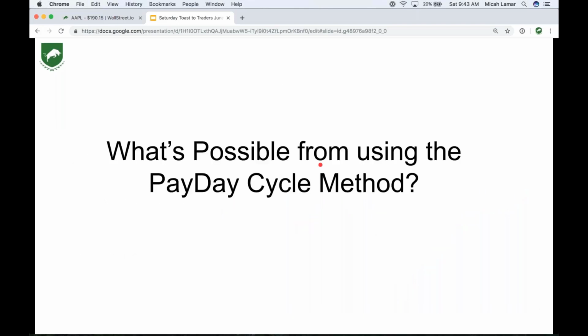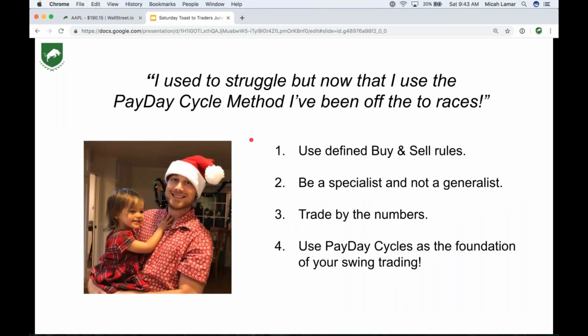So what's possible using the payday cycle method? Here's a fun picture of me and my daughter, Jules. I used to struggle, and once I discovered this payday cycle method, I've been off to the races. The biggest thing here is you get to use defined buy and sell rules. I like the idea of being a specialist with a few stocks, not a generalist. It also just helps my brain not having to look at a million stocks. I like to trade by the numbers, which means I'm using this data to help generate my buy and sell. I'm also using it to help me identify profitability targets, and I get to use the foundation of payday cycles for swing trading.